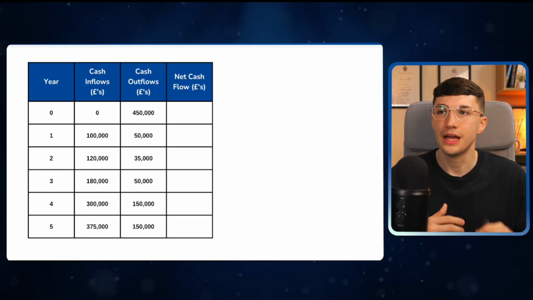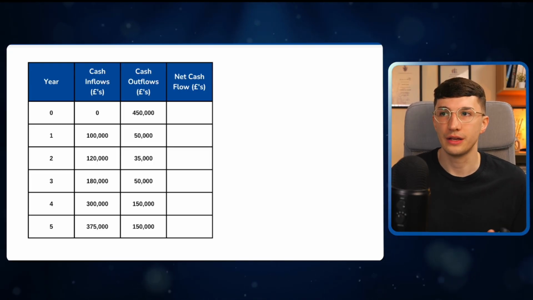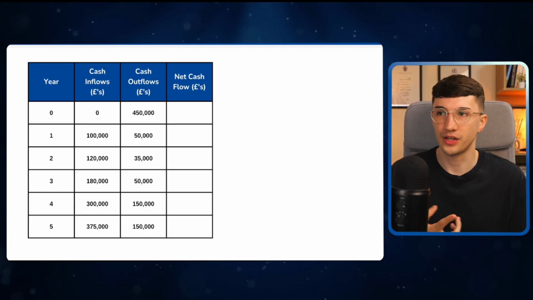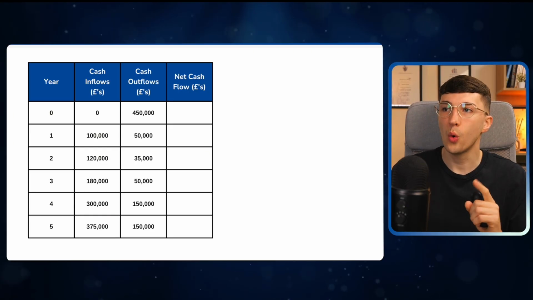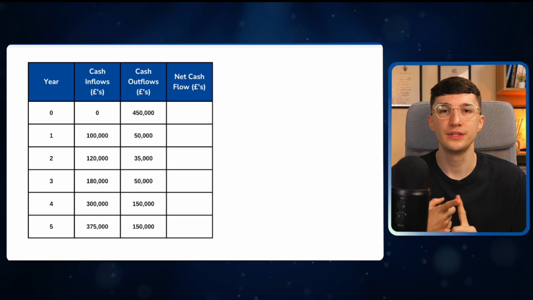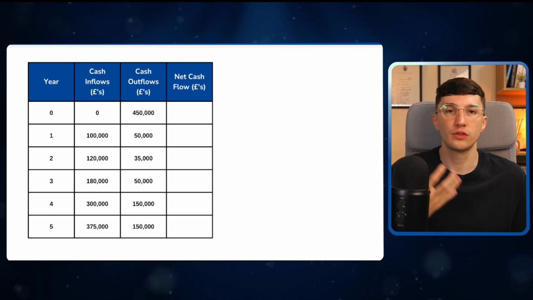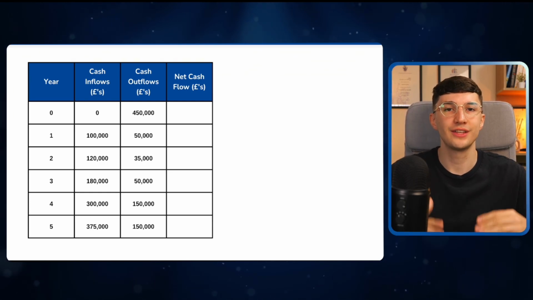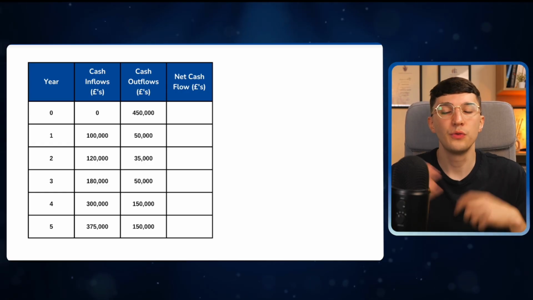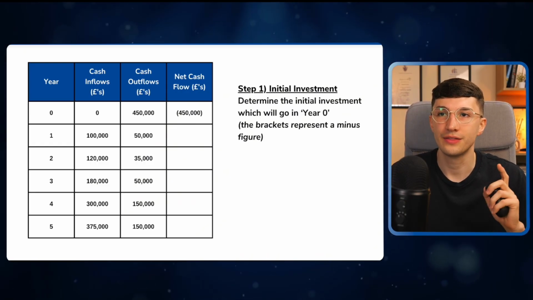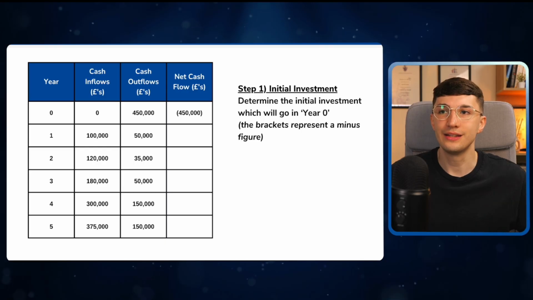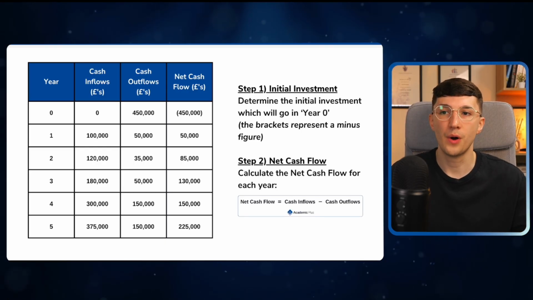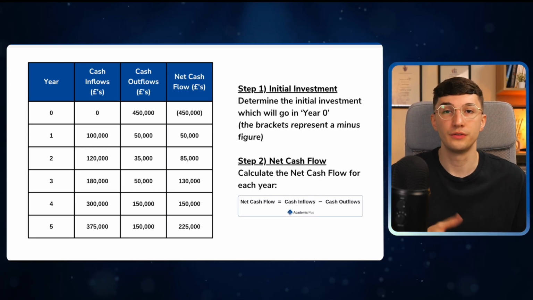Now, on the screen here, they may give you the data like this. So they may give you your cash inflows and your cash outflows. What's important to know is that we start off in year 0. The reason why we start off in year 0 is because this represents the initial investment. And my first step is to calculate the net cash flow. So really simple, you do your cash inflows minus your cash outflows, stuff that we learned in Unit 5.